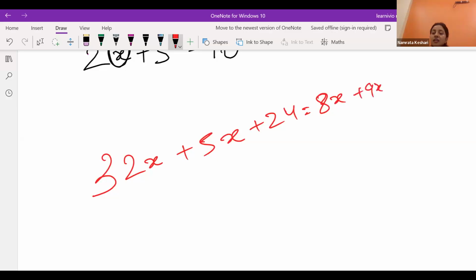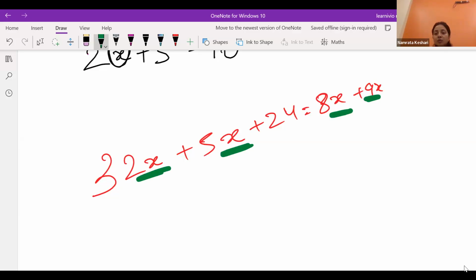For example, I write 32x plus 5x plus 24 is equal to 8x plus 9x. This contains one variable, and it doesn't depend on the number of times x is repeating itself. You are just able to see one type of variable, that is x, and it is linear, and hence this is a linear equation in one variable. Getting it? Yes, ma'am.